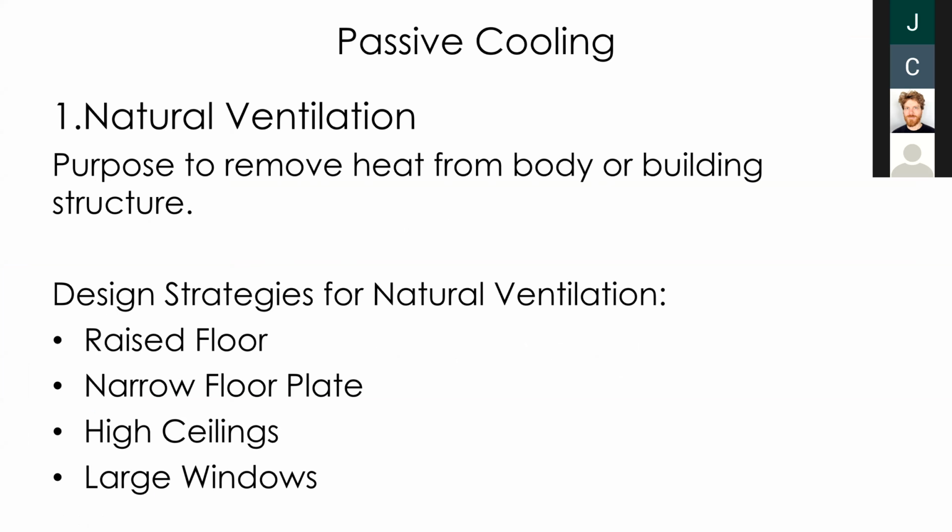So for natural ventilation, the purpose here is to remove heat from the body or the building structure. And so when you're designing for natural ventilation, you might use things like a raised floor, a narrow floor plate so that air can easily pass across the length of the building. You might use high ceilings, also large windows.